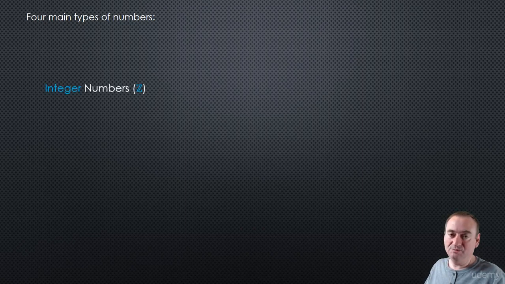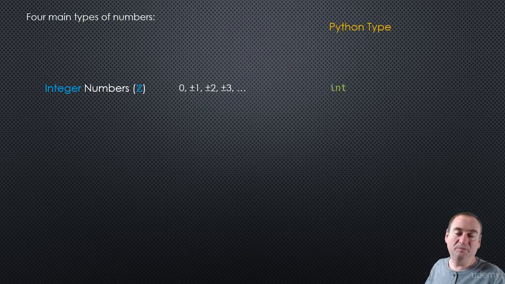We have the integers, which are basically 0, plus or minus 1, plus or minus 2, plus or minus 3, etc. So basically all the integral numbers from minus infinity to plus infinity, although obviously we can't go to infinity in a computer, there has to be a finite limit. And that's represented by the Python type int.